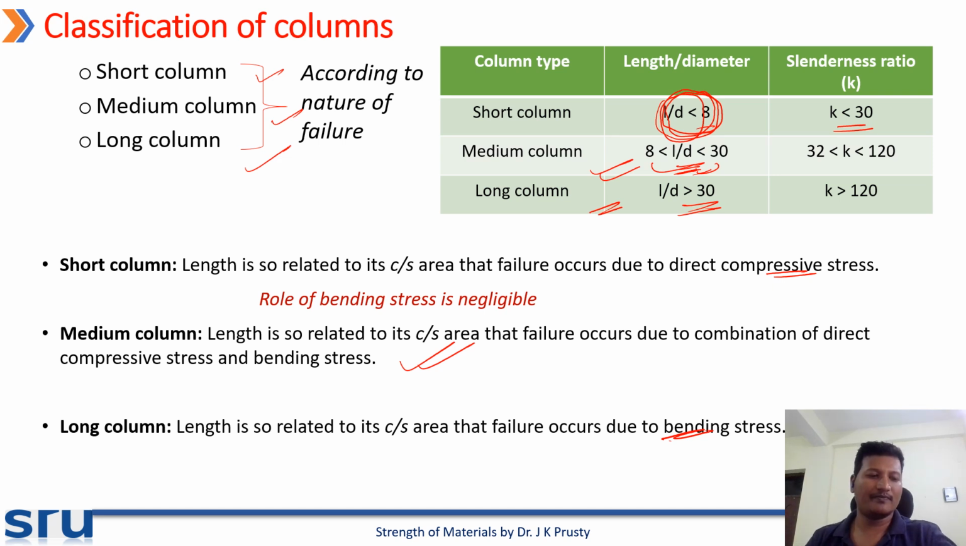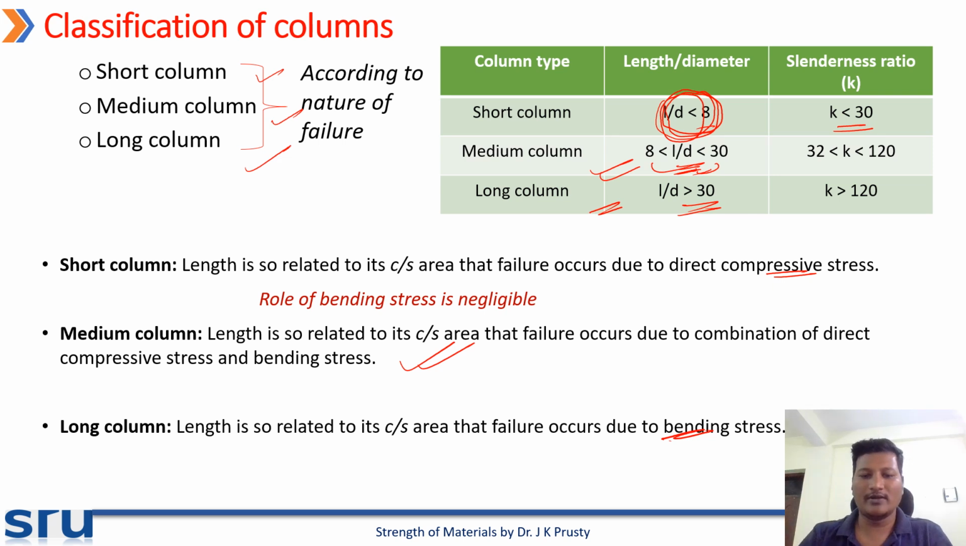Let us just consider this as a short column. Its length is so related to its cross-sectional area that if we apply the compressive load on both ends, it will reach a point where it will directly crush because of that compressive load. It is not going to bend, or there is no bending stress developed in this. So this failure will be due to direct compressive stress.